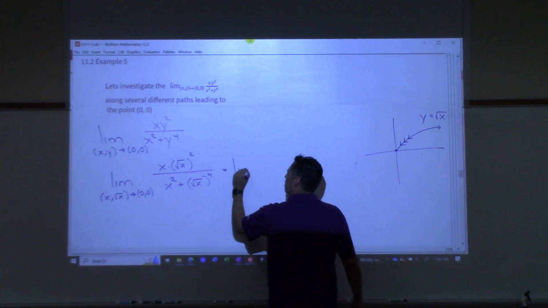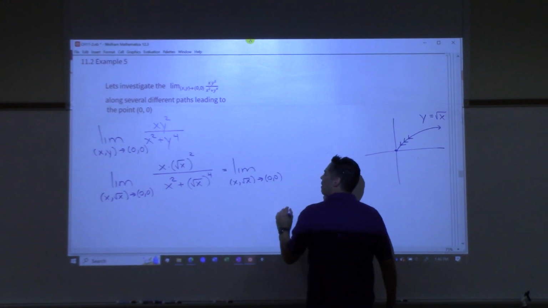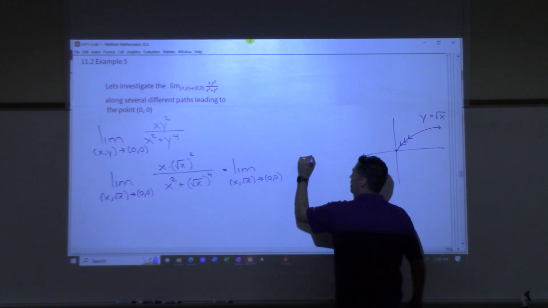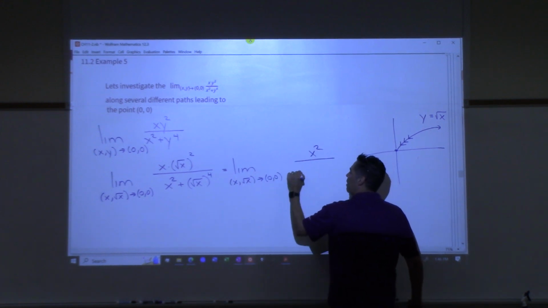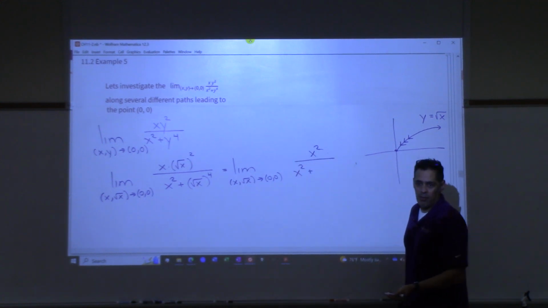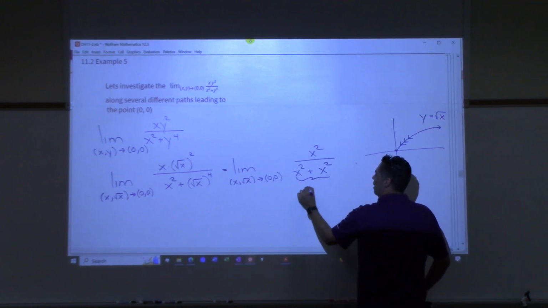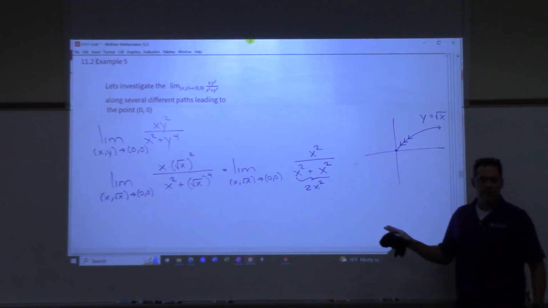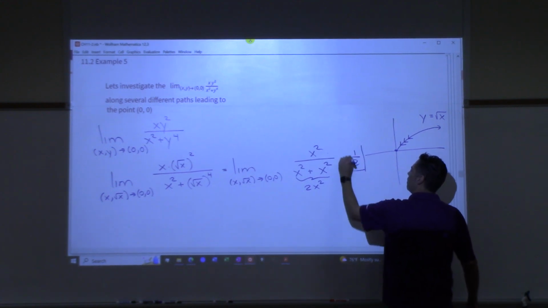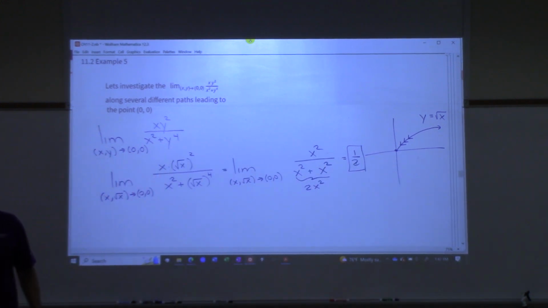This is the limit as (x, root x) goes to (0, 0) of, when we square that, the root goes away, we just get x, so x times x is x squared on top. On the bottom we have x squared plus the root of x times itself 4 times, which gives you x squared as well. So you've got x squared, and you add these two together, you get 2x squared, and when you reduce this, it's going to be 1/2. And it works, in the sense that we got something other than 0 now, didn't we?